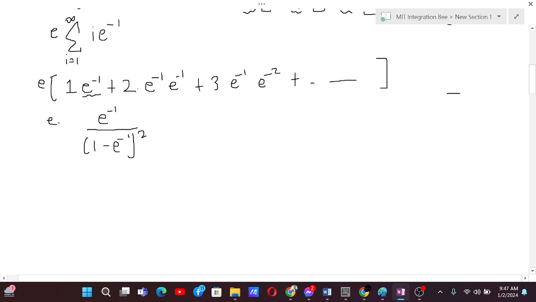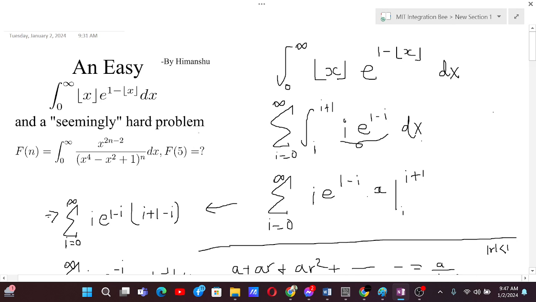So now e inverse and e inverse cancel out. That gives us 1 by (1 minus 1 by e) whole square. And that gives us, e goes in the numerator, e square by (e minus 1) whole square. And that's the answer of this integral. Okay, e square by (e minus 1) whole square. So this one is actually equal to e square by (e minus 1) whole square.